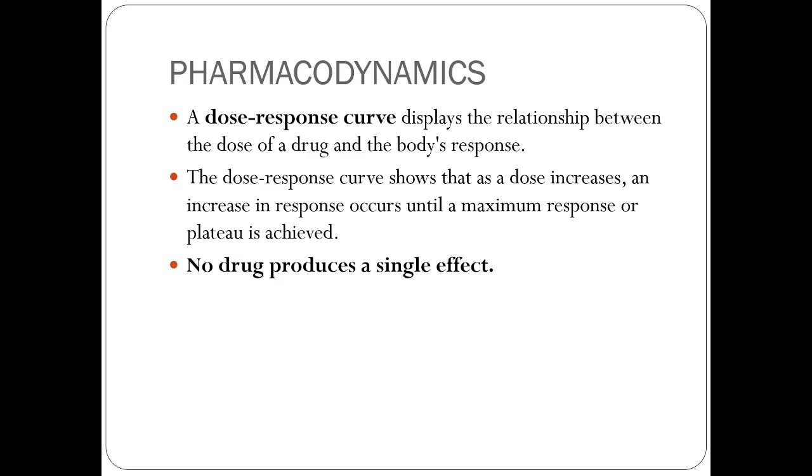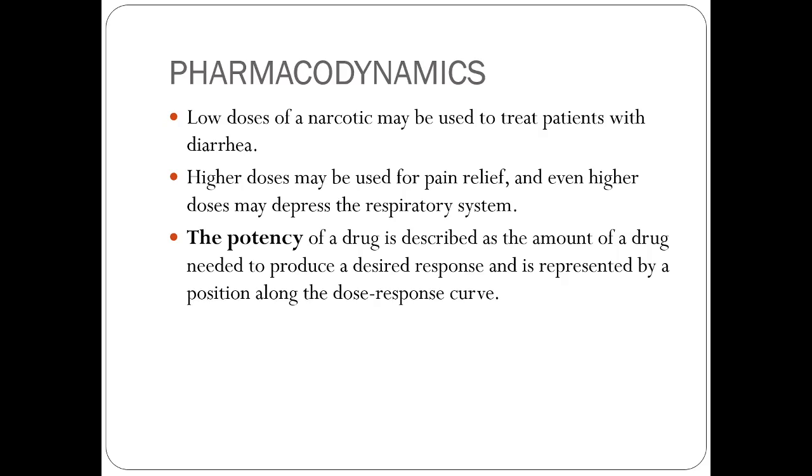No one drug produces one single effect in the body. Everything is connected. So we will have interactions, we will have side effects, and it will just depend on the physiology of the body and the pharmacodynamics of the drug. Some examples of this: low doses of a narcotic can be used to treat patients with diarrhea because if you give a narcotic, it slows the GI tract. Higher doses may be used for pain relief, and even higher doses can depress the respiratory system.